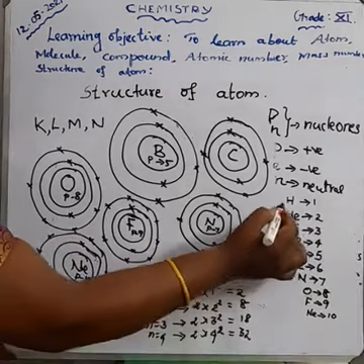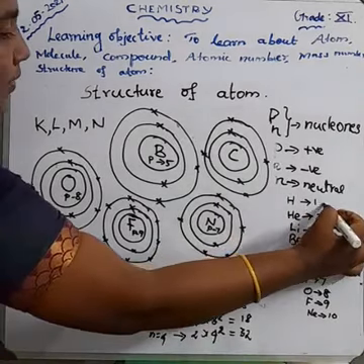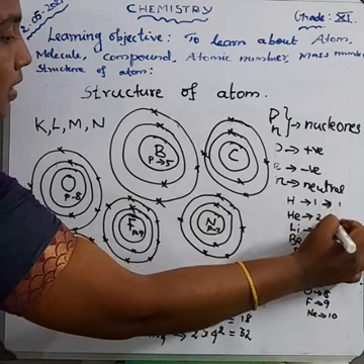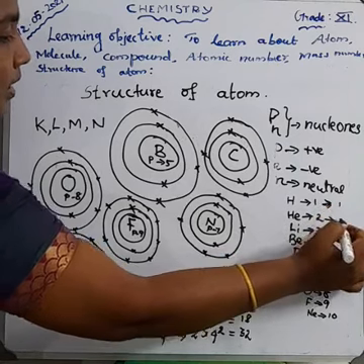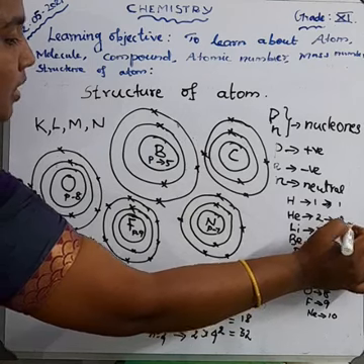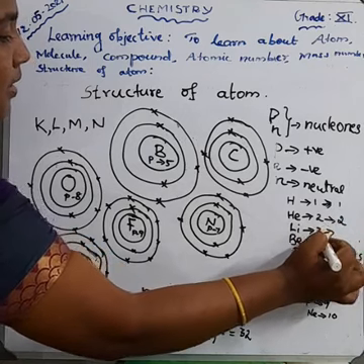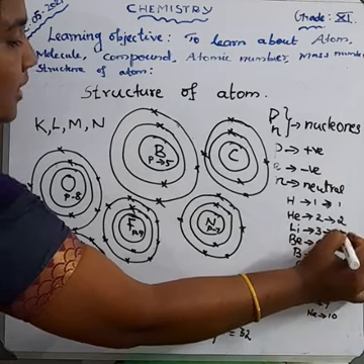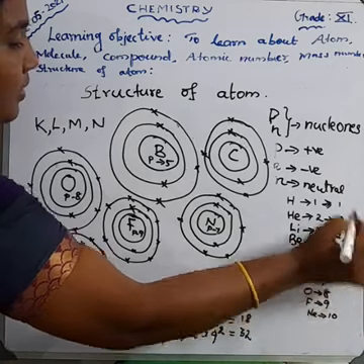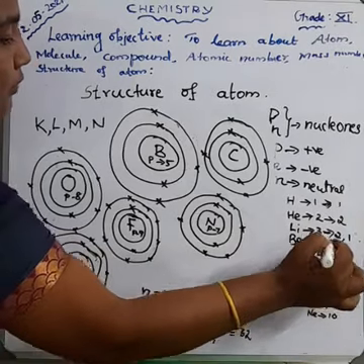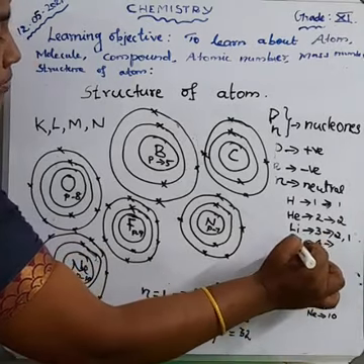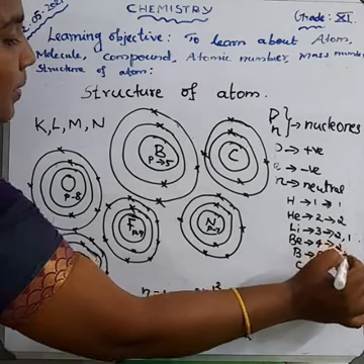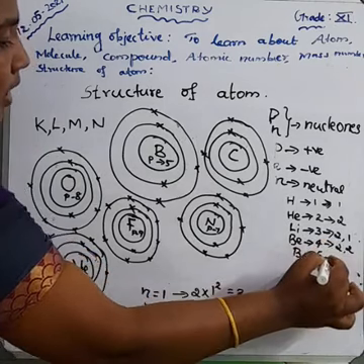Okay, so the hydrogen atom has only 1 electron, so only 1 orbit. And the helium atom, atomic number 2, so 2 electrons. And the lithium atom, atomic number 3, so 3 electrons: first orbit 2 electrons and second orbit 1 electron. Okay, and beryllium, atomic number 4, so first orbit 2 electrons occupied and second orbit 2 electrons.